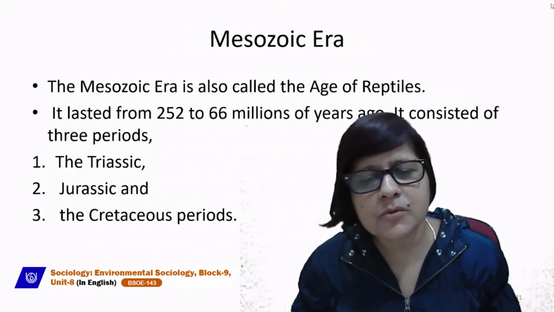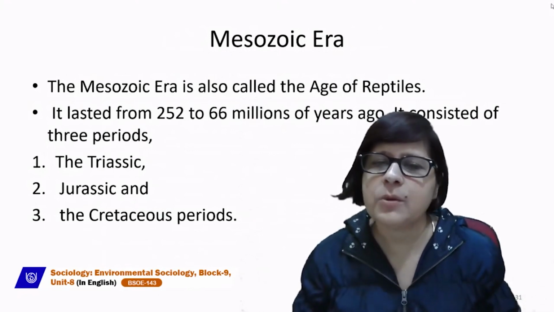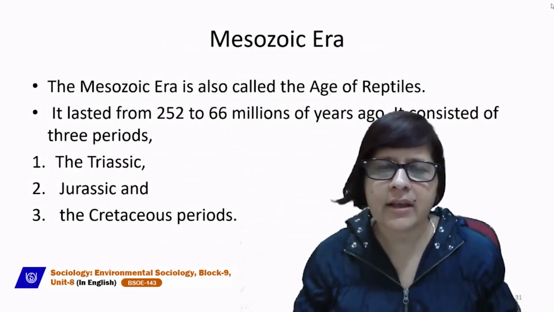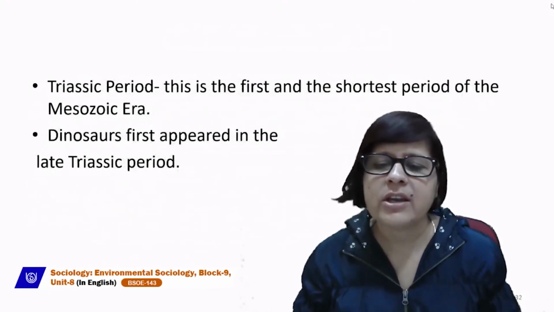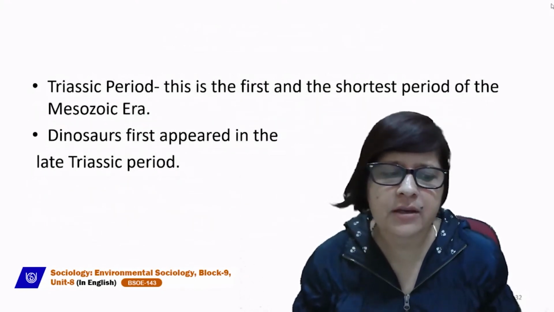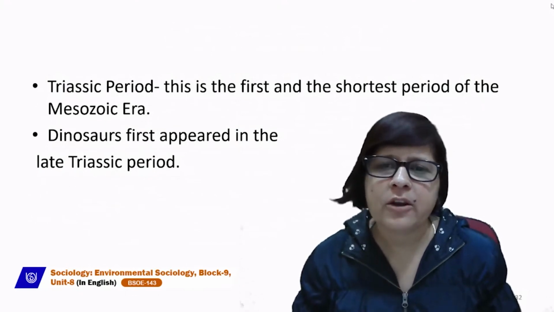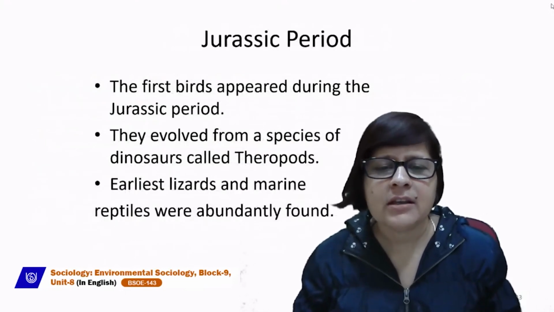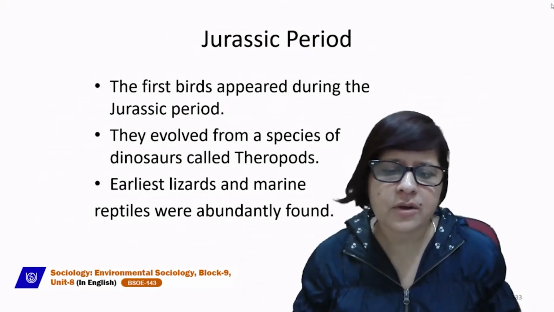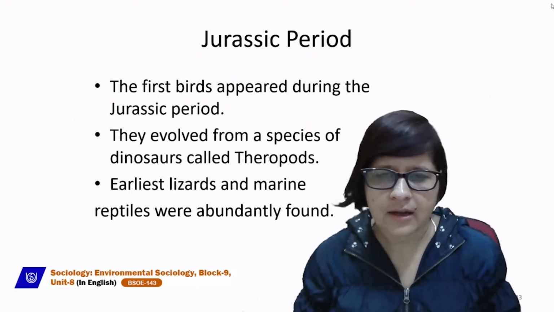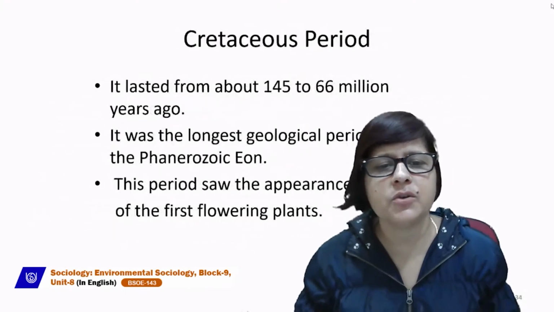Then comes the Mesozoic era. The Mesozoic era is the age of reptiles. It is divided into three periods: the Triassic period, Jurassic period, and the Cretaceous period. The Triassic period is the shortest period, and the dinosaurs appeared during the Triassic period. Then the Jurassic period, the birds started appearing, and the earliest lizards and the marine reptiles were abundantly found.